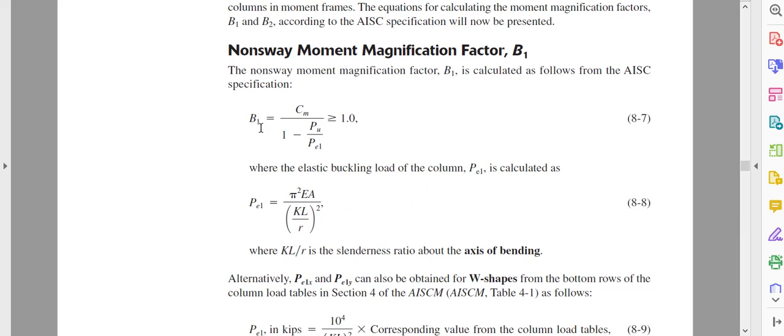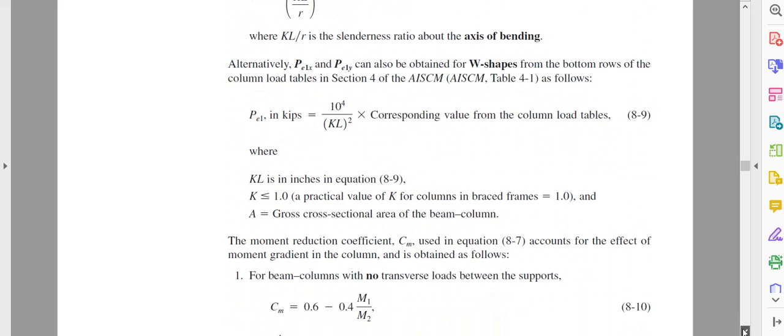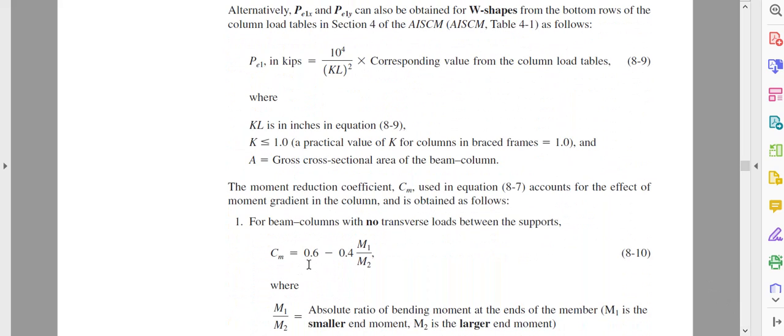Now when we are talking about the x-axis, it will be B1x, Cmx, Pe1x. When we are talking about the y-axis, B1y, Cmy, Pe1y, and Pu is the same for both, with ry. So we should consider the axis here also. Now how to find Cm? Cm is this equation: 0.6 minus 0.4 M1 over M2.